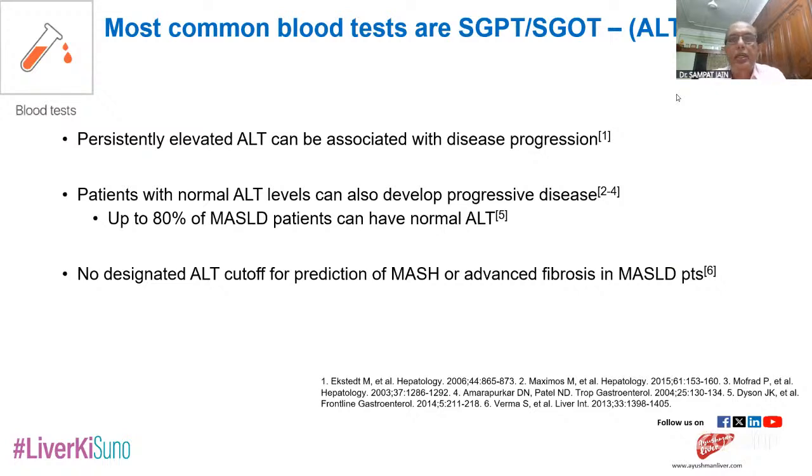Most common blood tests are SGPT and SGOT, which we are doing routinely in our patients. That is ALT and AST. Persistently elevated ALT, that is SGPT, can be associated with disease progression. Patients with normal SGPT levels can also develop progressive disease, and up to 80% of MASLD patients can have normal SGPT. So we should be clear about this: a normal report doesn't rule out MASLD. There is no designated ALT cutoff for prediction of MASH or advanced fibrosis in MASLD patients.